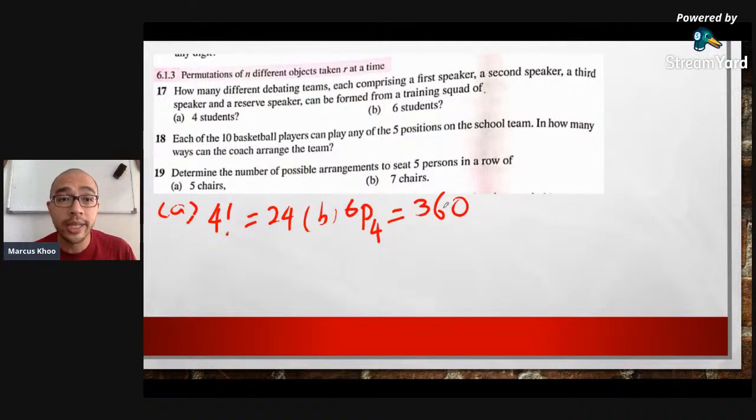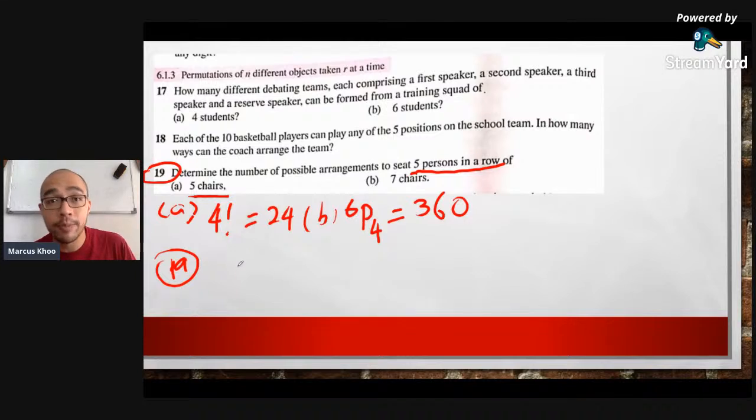Let's go to question 19. Determine the number of possible arrangements to seat 5 persons in a row of 5 chairs. So think about it. You have 5 chairs, and you only have 5 people that you want to arrange. So this one is a no-brainer. Kau ada 5 tempat dan kau ada 5 orang saja. So this will be 5 factorial. 5 factorial will give you 120. I think so.